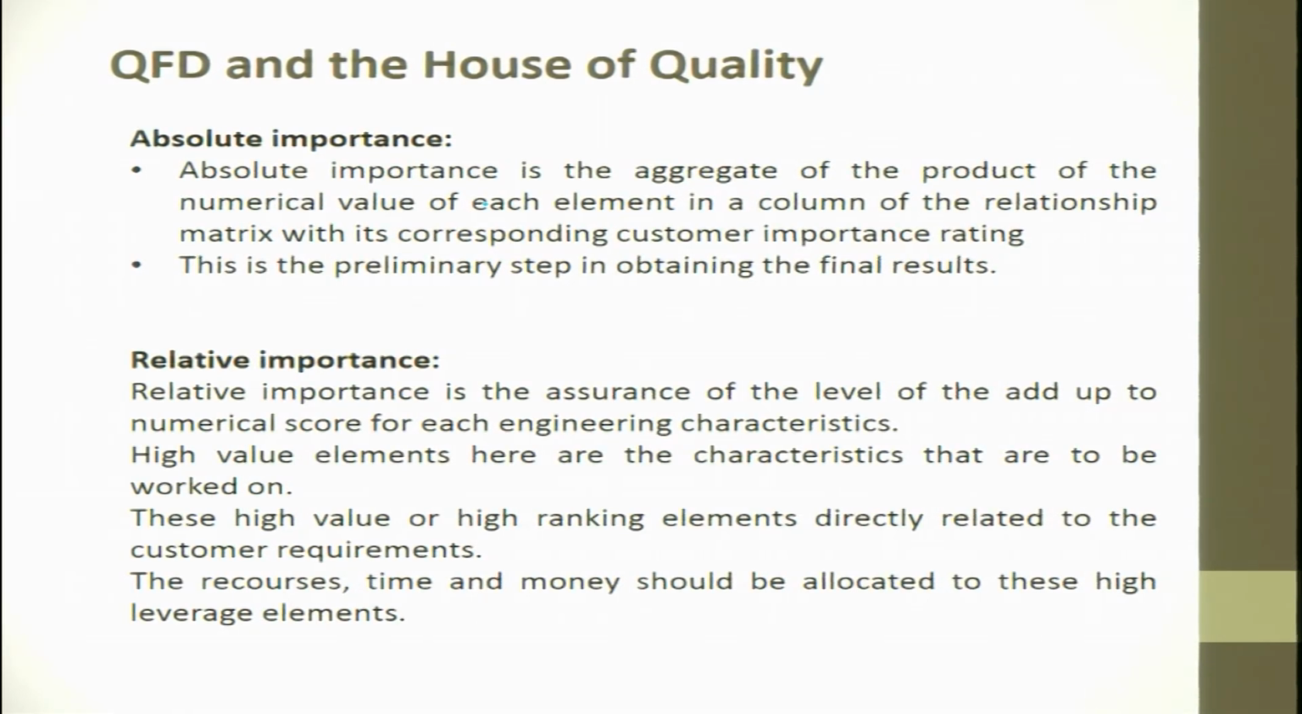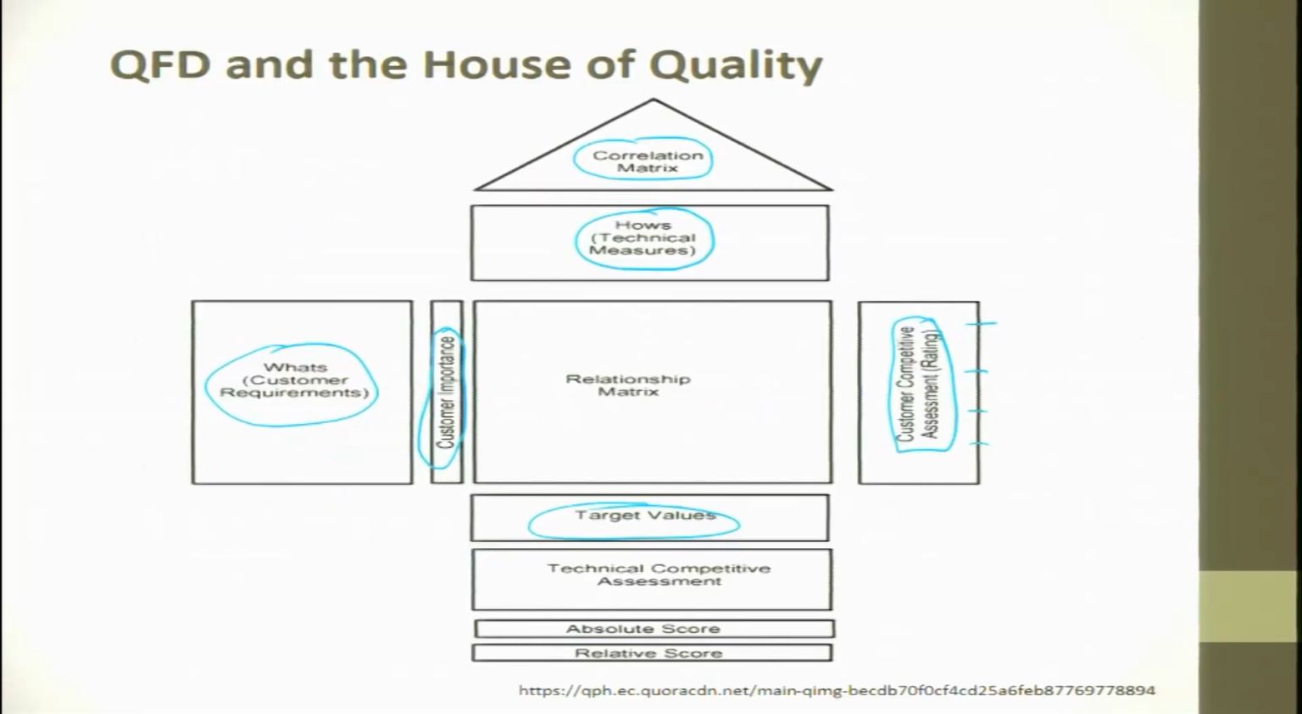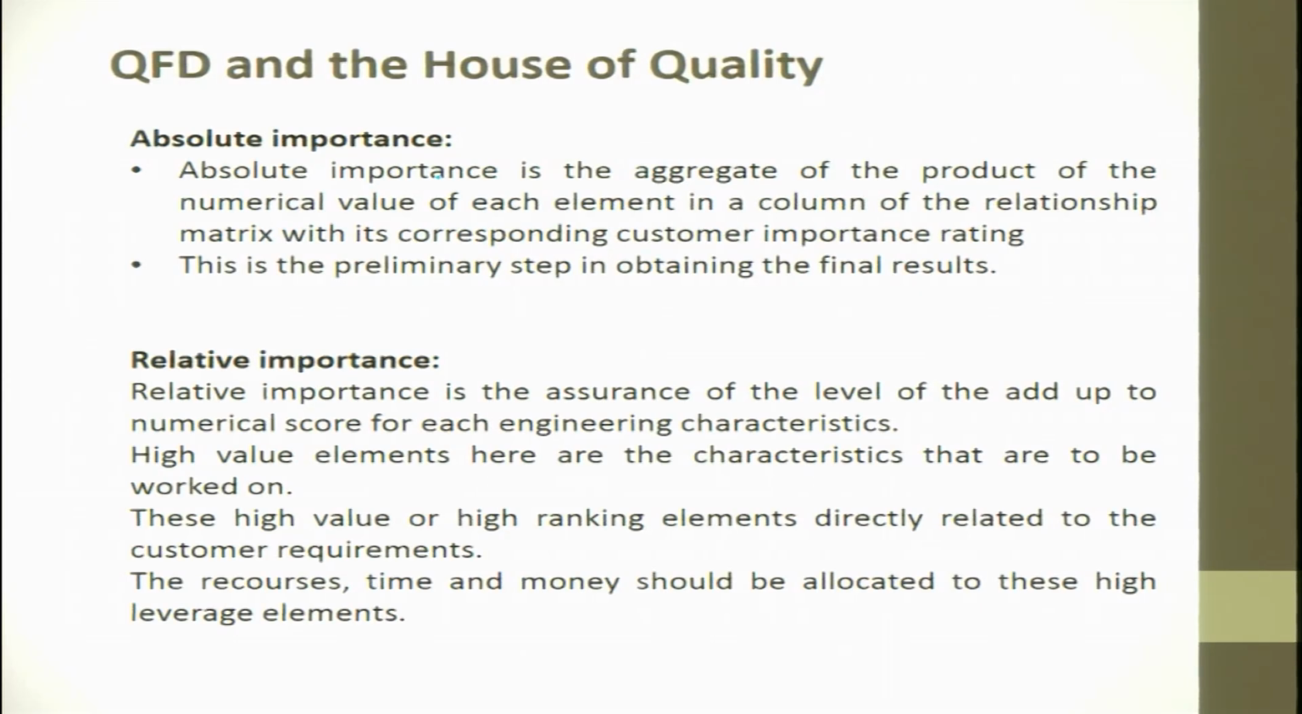Absolute importance, if you go back to the QFD, if you want to see where the absolute importance is, here is the absolute importance and the relative score. Absolute importance is the aggregate of the product of the numerical value of each element in a column of the relationship matrix with its corresponding customer importance rating. This is a preliminary step in obtaining the final result. So, that is absolute importance.